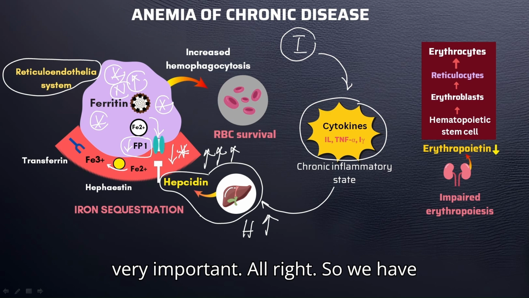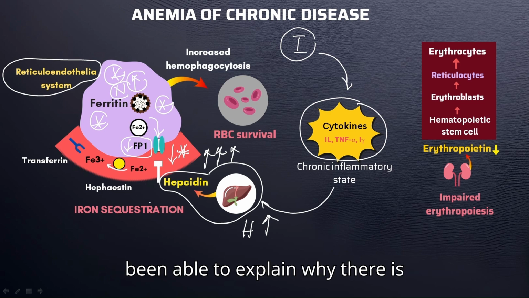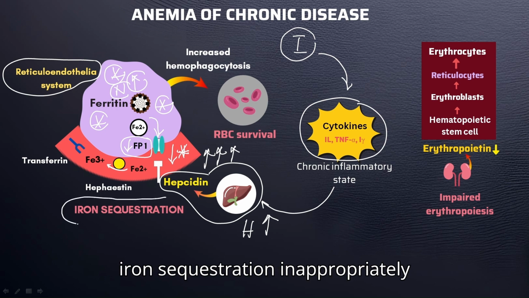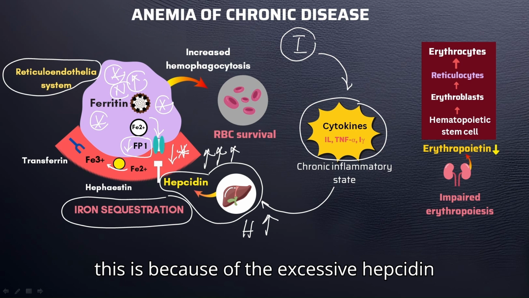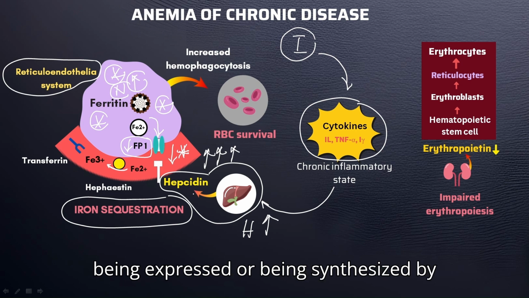All right, so we have been able to explain why there is iron sequestration inappropriately in the reticuloendothelial system. And this is because of the excessive hepcidin being synthesized by the liver.